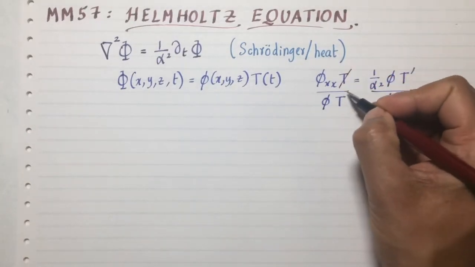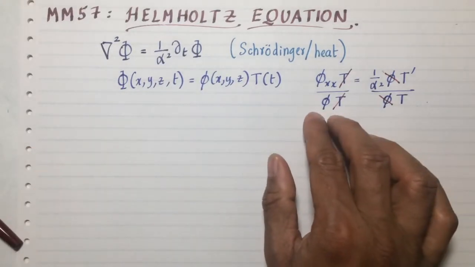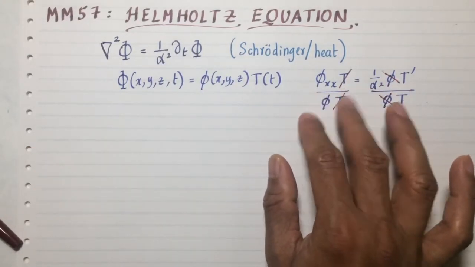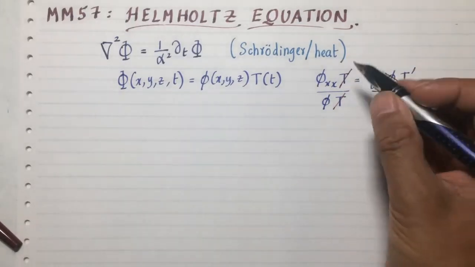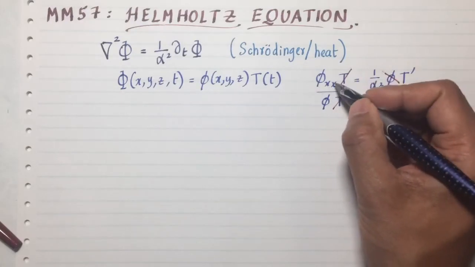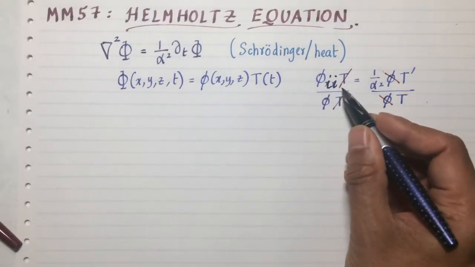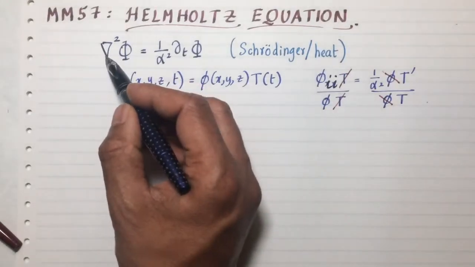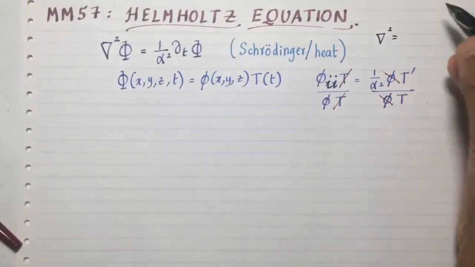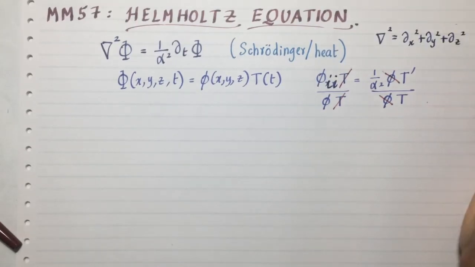Then the T's cancel out, and here the phi's cancel out. So I have something that depends only on, well, I guess I should have been a little more careful here. It's phi xx plus phi yy plus phi zz, so I'll call it phi ii. So that's phi xx plus phi yy plus phi zz. That's really what's happening there, because remember always that del squared is del x squared plus del y squared plus del z squared, the Laplacian operator. So that's going to be the Einstein summation convention. All right.